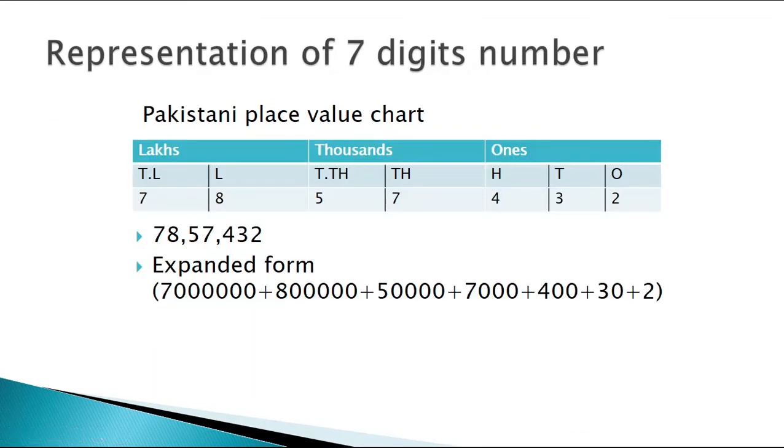Students, next is the representation of a 7 digit number. This number we will place, read and write with the help of the Pakistani place value chart. In this place value chart there are three periods: ones, thousands, and lakhs. Our number is 7, 8, 5, 7, 4, 3, 2. This is a 7 digit number. We will put it in this place value chart, starting from our right hand side.